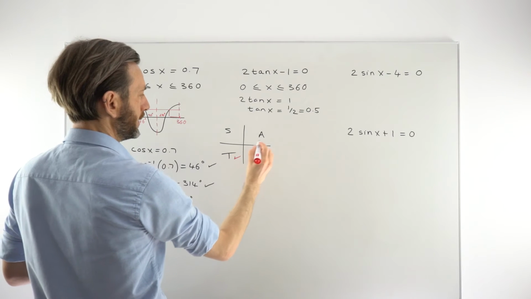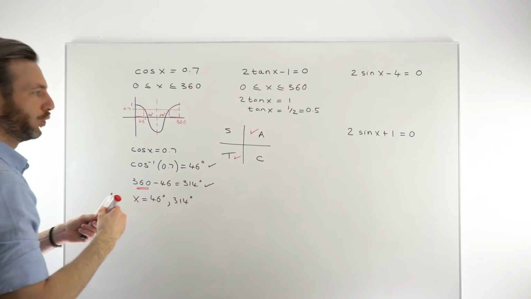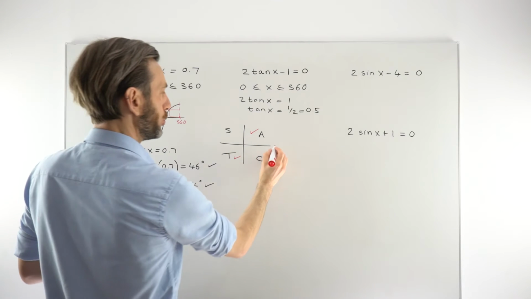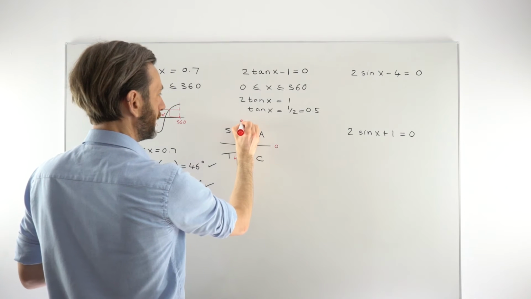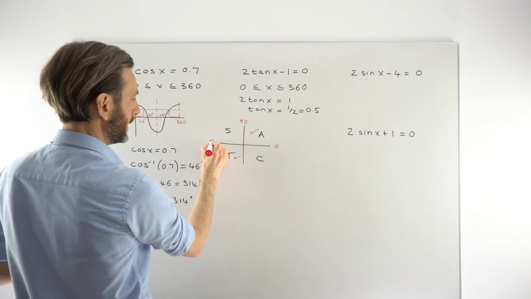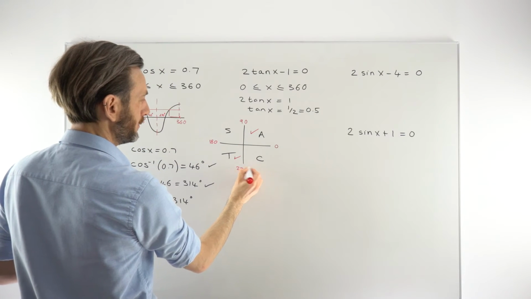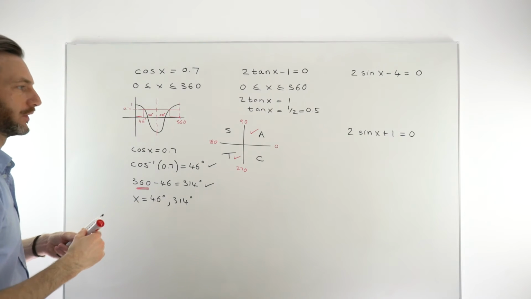So we're taking the tan and the A quadrants. That means that we expect solutions between 0 and 90 and between 180 and 270. So we don't even need really the last quadrant for this one.